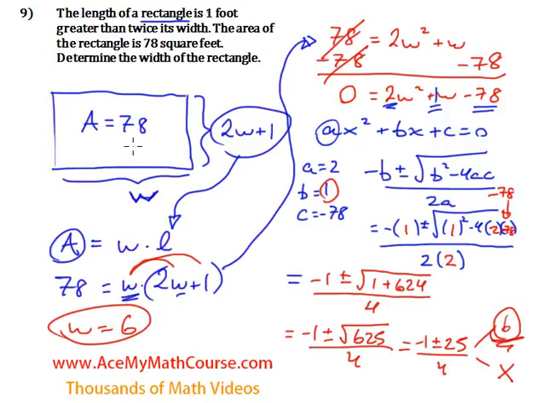Now, if you want to make sure, we can calculate and see if we're right. Well, W is 6. What about the length? Well, the length is 2 times W plus 1. 2 times 6 is 12, plus 1, 13. And the area should be 78. And the area is the width times the length. 6 times 13 is 78. So that's it. The width of the rectangle will be 6.